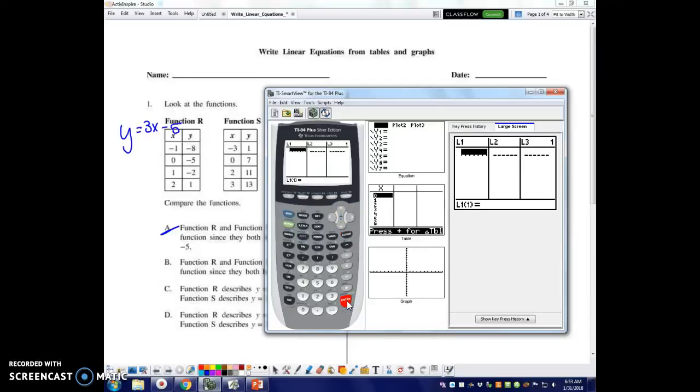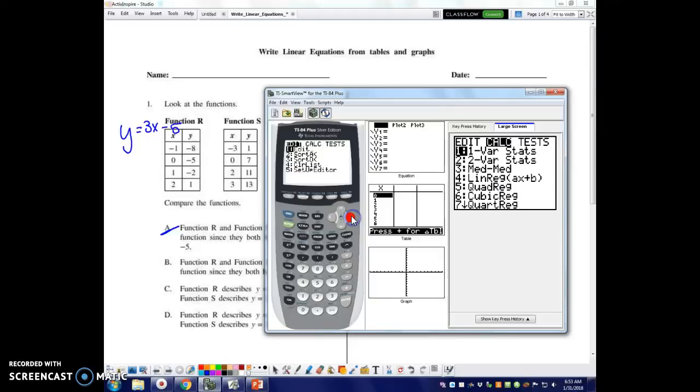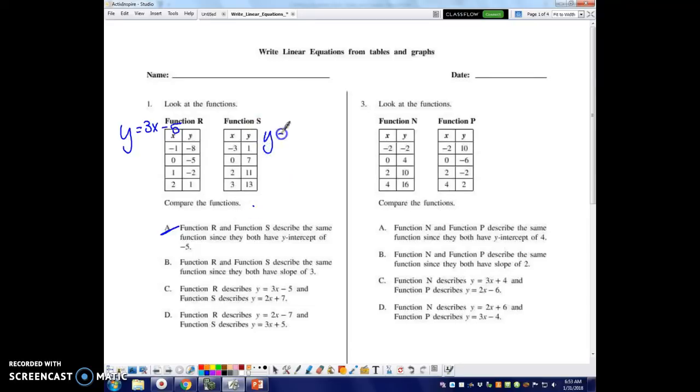So let's type these in: -3, 0, 2, 3. Then we have 1, 7, 11, 13. Stat, over to calc, and which number are we pushing? 4, because it's linear. This is y equals 2x plus 7.